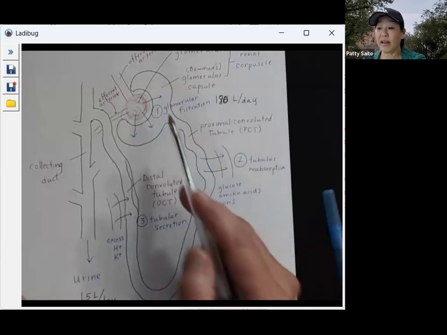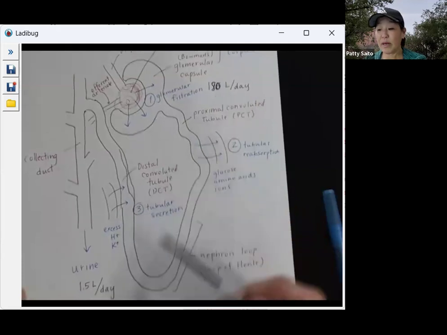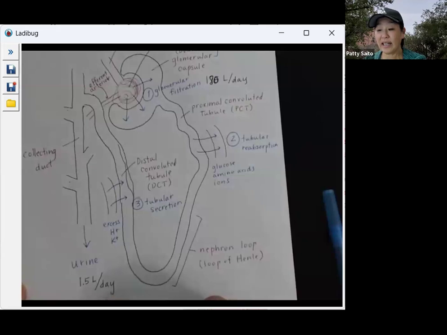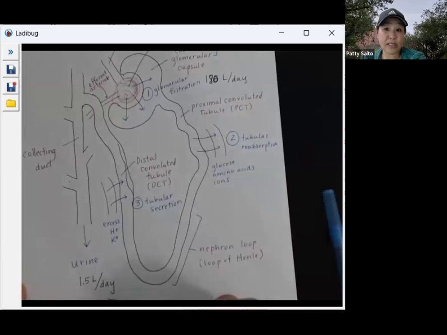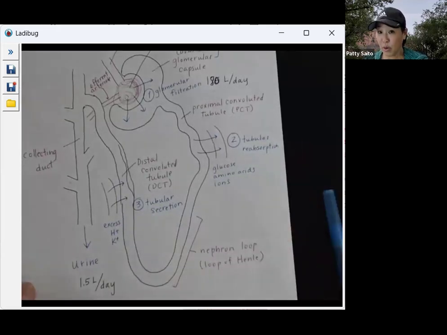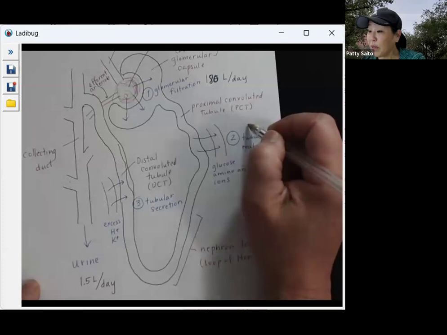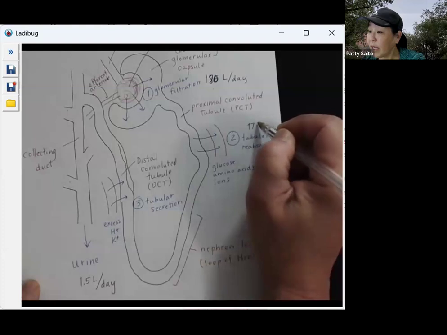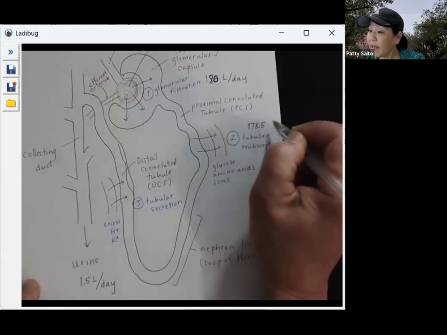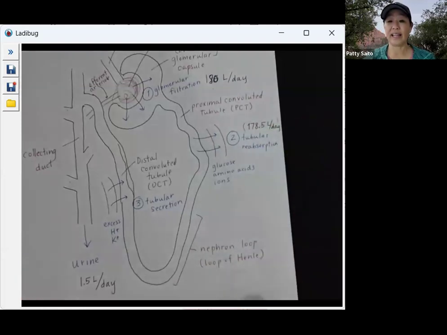pass through our nephrons. All right, that's a lot of fluid, but only 1.5 liters ends up coming out as urine. So what does that tell you? It tells you the ability of the nephrons to reabsorb that material is very great. So what do we reabsorb? 178.5 liters per day is reabsorbed back into the body.